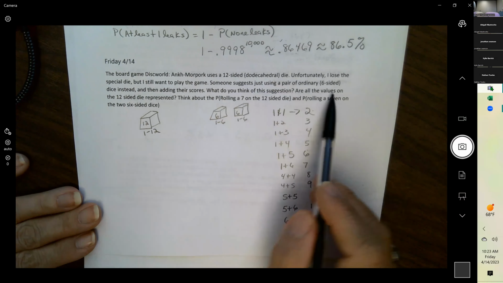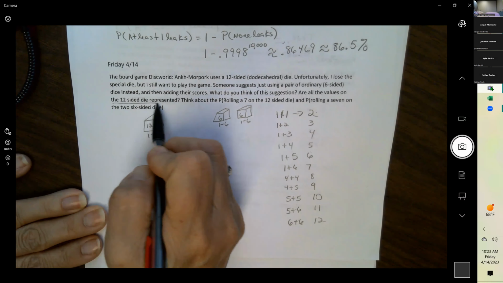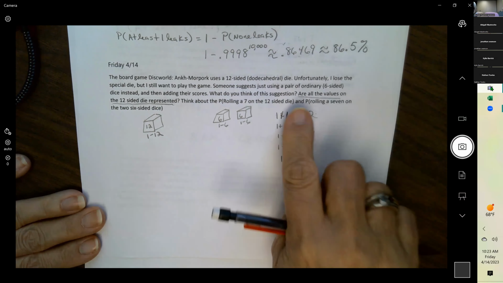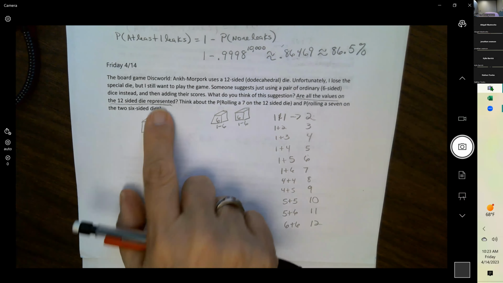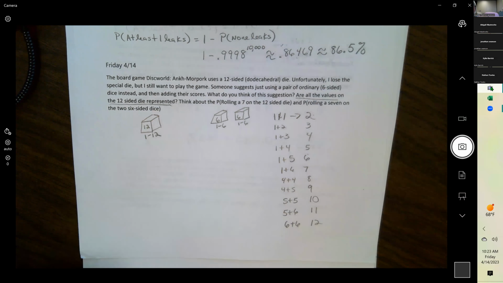So that first question, are all the values of the 12-sided die represented? Everything except for the 1. So it's not a bad idea, depending on whether the 1 is needed for special things.